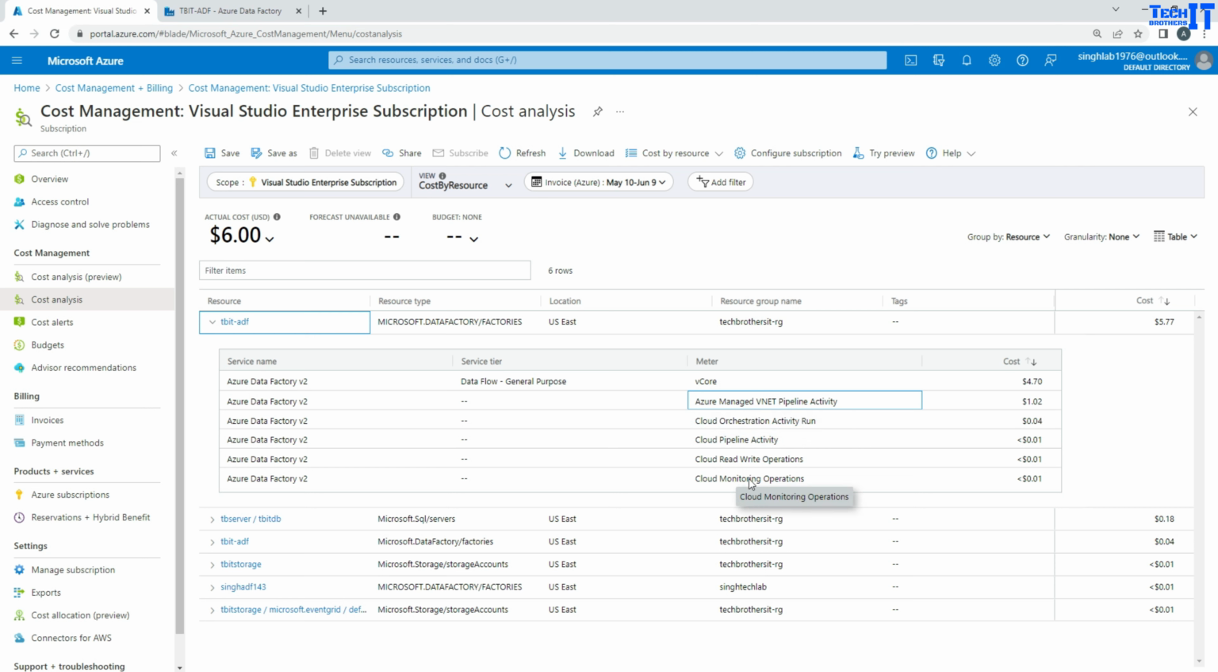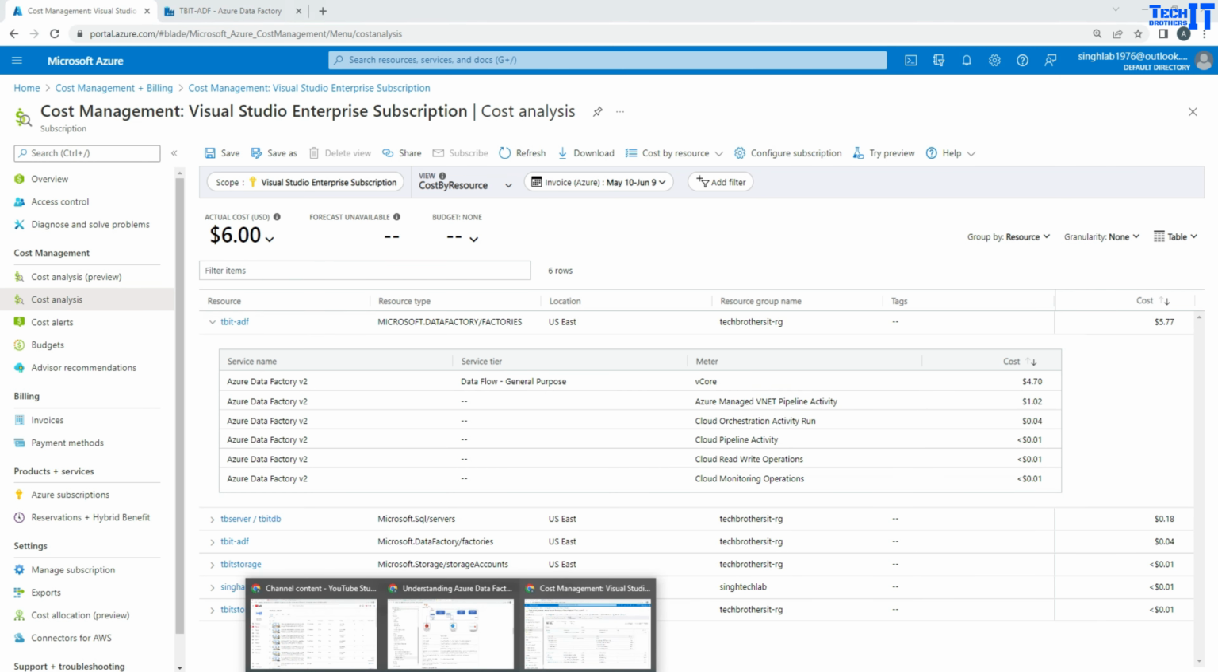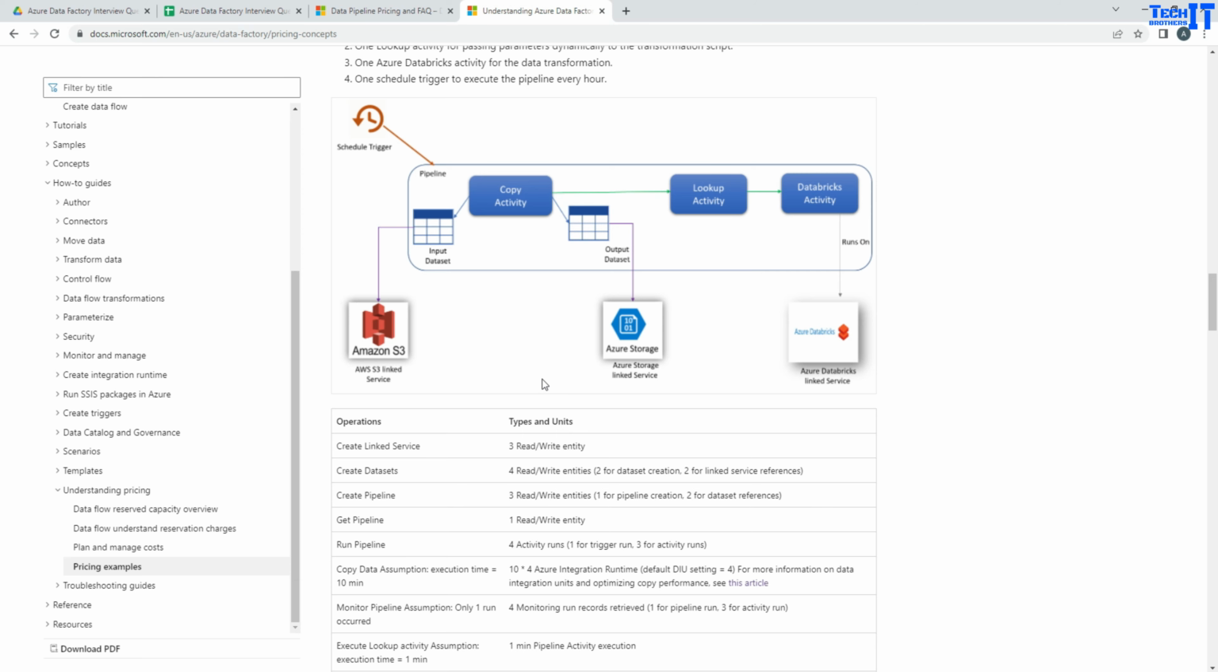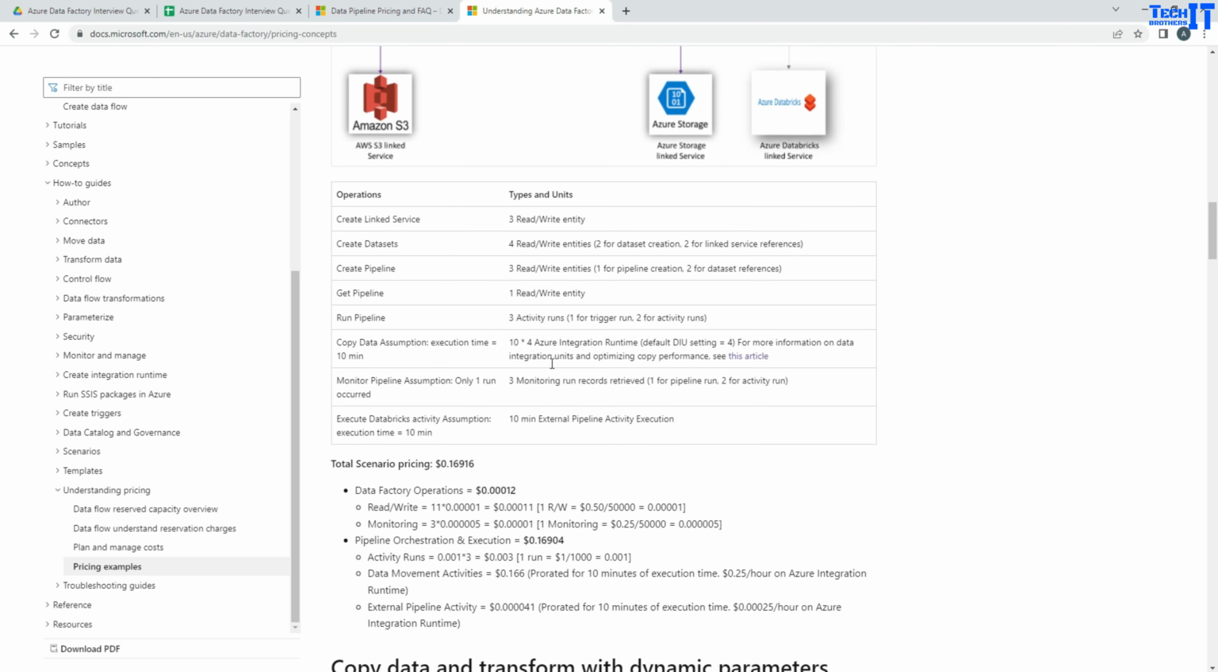Now how do we read this, put it together, and calculate? Let's go to the Microsoft website and take an example, and then we will do the calculation by ourselves. That's going to be easy for us to do.